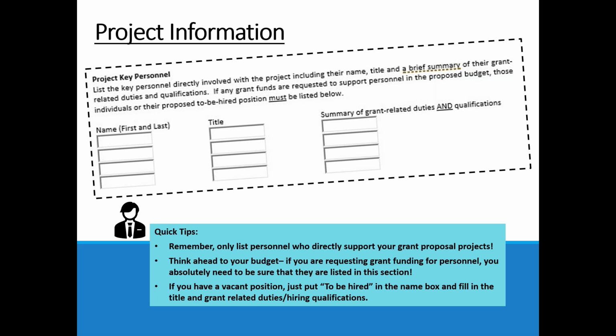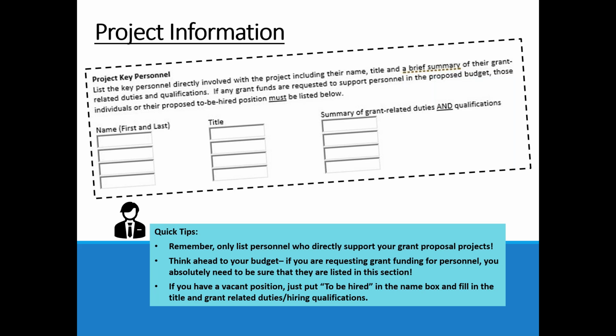If you have positions that are not hired, let's say your project involves a summer day camp, and under the grant, you'll be asking for funding for seasonal summer camp counselors, it's perfectly okay if you don't have a first and last name. You can just put to be hired or TBD, to be determined, but be sure to include their title, their grant-related duties, and what qualifications they will have to fulfill that position. So again, just put to be hired in that name box.